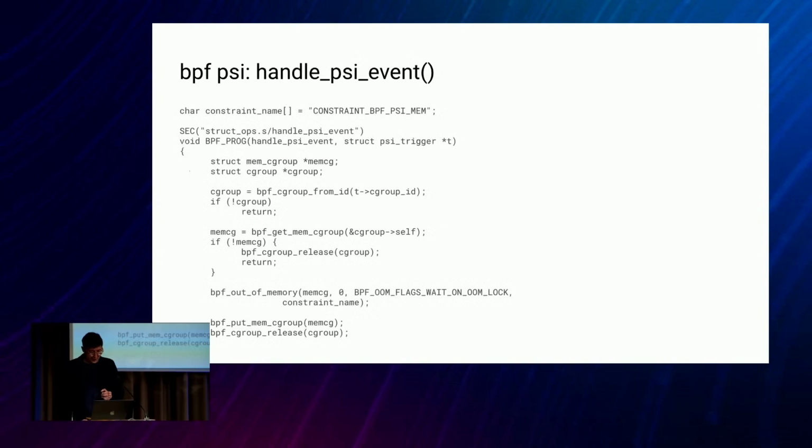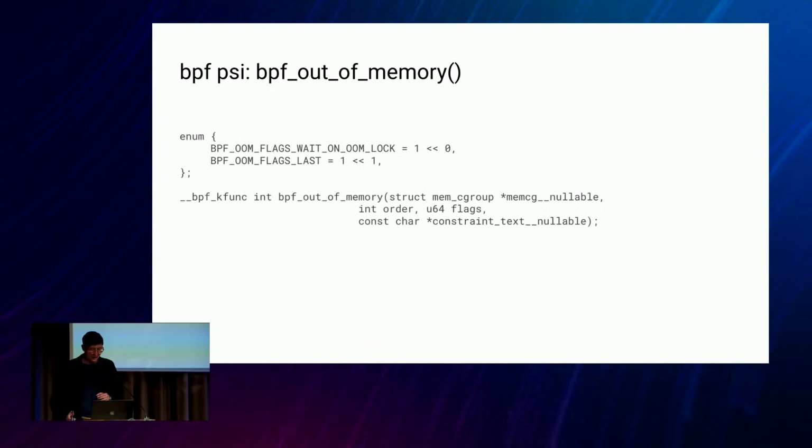Let's look at this function, which is BPF out of memory. This is basically a BPF kernel function which allows declaring an out-of-memory state from BPF. It has a pointer to a memory C group, which can be null if you want to declare a system-wide OOM. It has a page order argument, and it has a flags argument, and right now it has only one flag, which means the kernel should be blocked on the OOM lock.